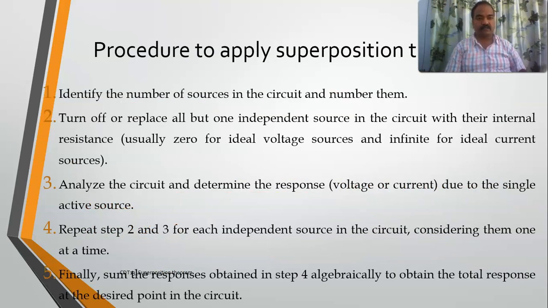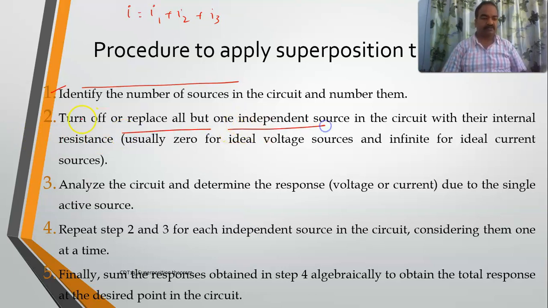Okay. So what is the procedure now? The first step, you first identify the number of sources in the circuit and you number them 1, 2, 3, 4, 5. In the earlier case, what I have done, I is equal to I1 plus I2 plus I3. So what is the first step? I have identified how many sources are there. 3 sources are there. And I have numbered them 1, 2 and 3. So what next am I supposed to do? You turn off or replace all but one independent source.